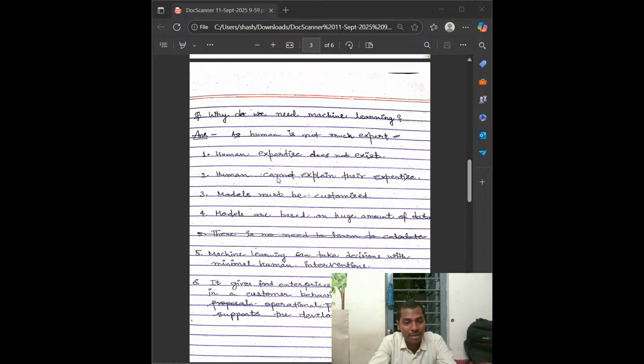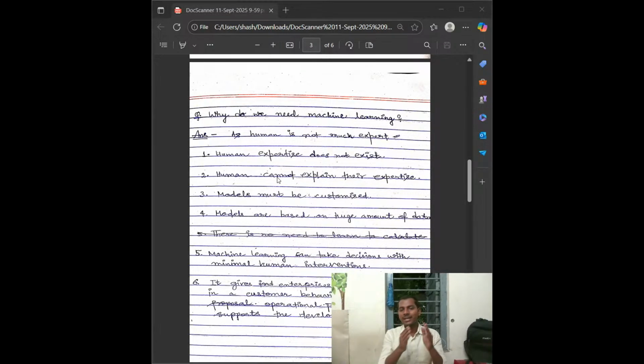If we have created the models, then we need to customize them. Models are based on huge amounts of data, as we already discussed. There is no small amount of data; we have large sets of data. So models need to be customized regularly. Why is customization needed? Just for accuracy. We need the model to be more accurate, so that it can predict the best possible result. That is why we need our model to be customized, right?